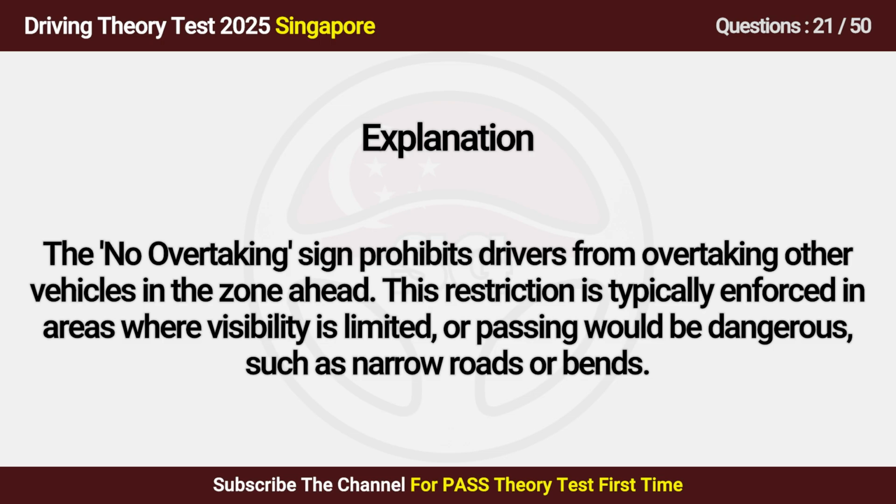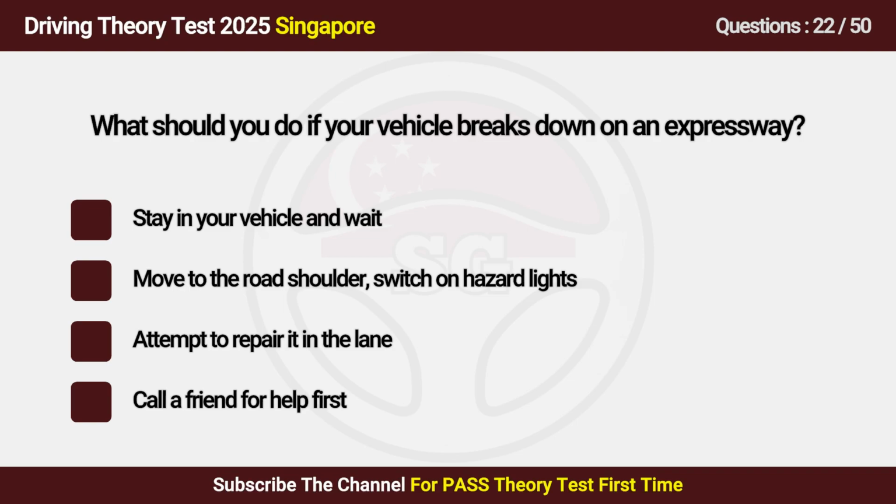Question 22. What should you do if your vehicle breaks down on an expressway? A. Stay in your vehicle and wait. B. Move to the road shoulder, switch on hazard lights. C. Attempt to repair it in the lane. D. Call a friend for help first.